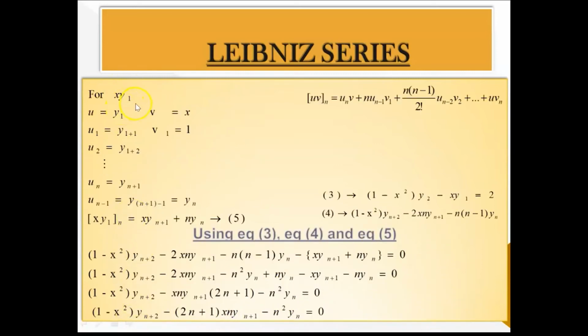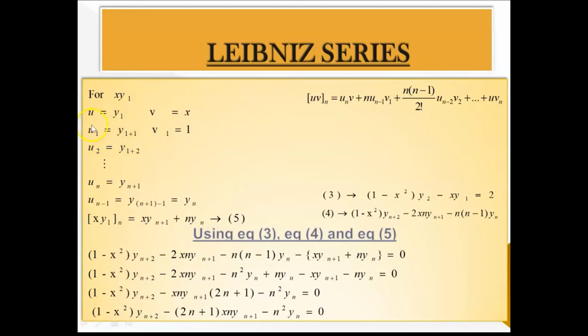For x y1, u is y1 and v is x here, because by taking its first derivative we will get the constant value, which is 1. So u1 will be y1 plus 1. To observe the pattern, I have taken two derivatives of u. So u2 will be y1 plus 2. Now listen to it very carefully. By taking the first derivative, which is u1, 1 is added to your function, which is y1. By taking the second derivative, which is u2, 2 is added to your original function, which was y1.